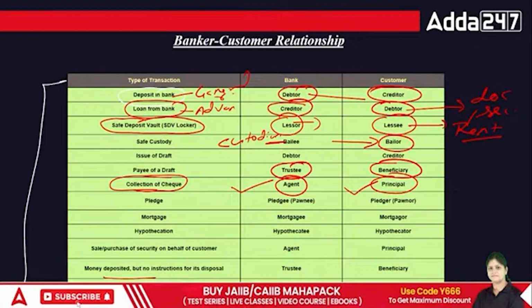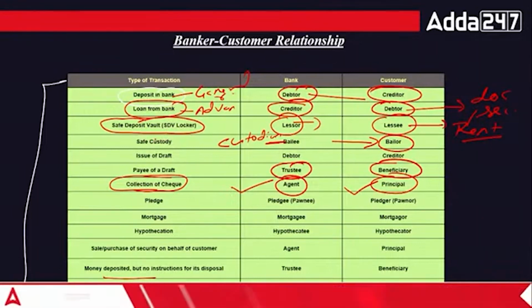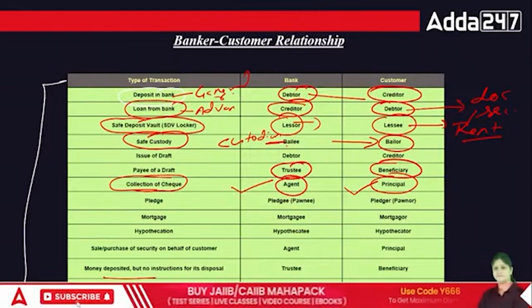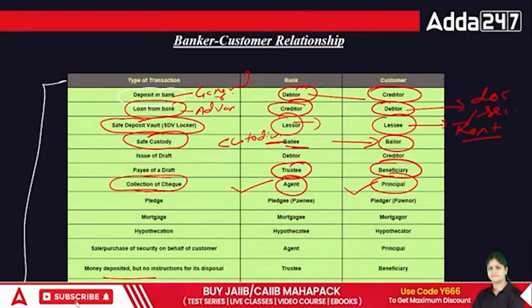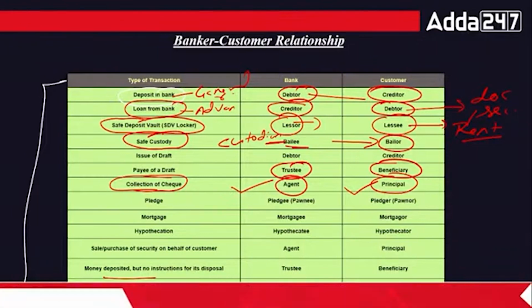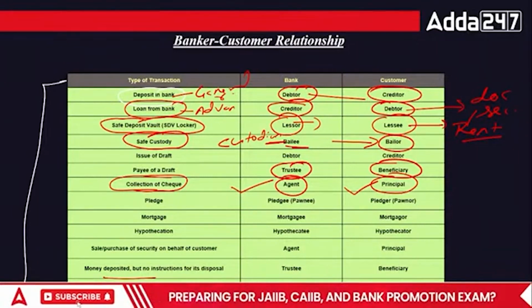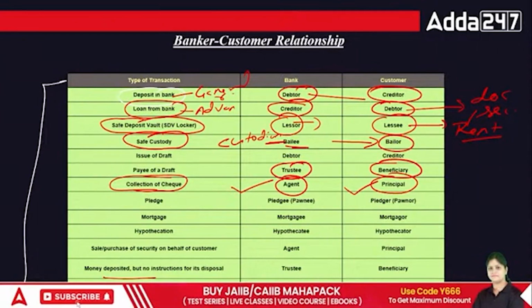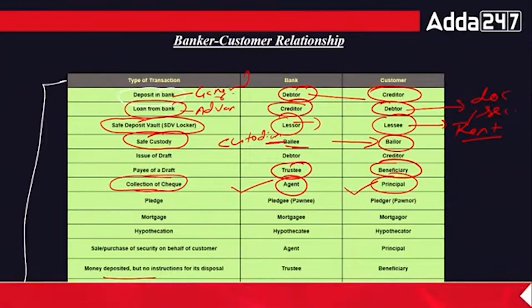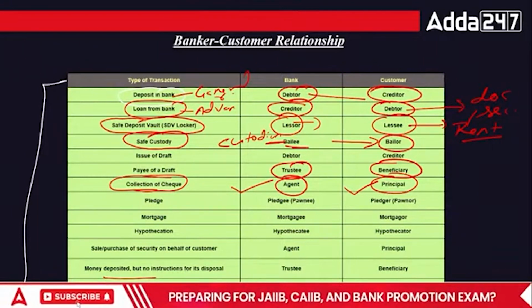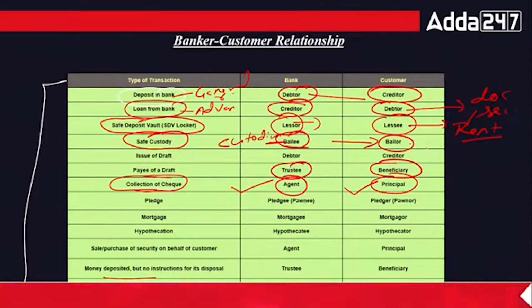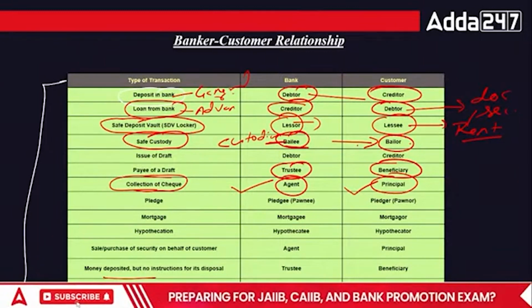So if I have deposited any precious thing into the bank in the safe custody of the bank, the bank is the bailee actually. So the bank is the custodian. And the custodian is the one who is actually holding the goods. So that person is the custodian of the goods. We call it the bailee. And the bailor is the person to whom the goods belong.